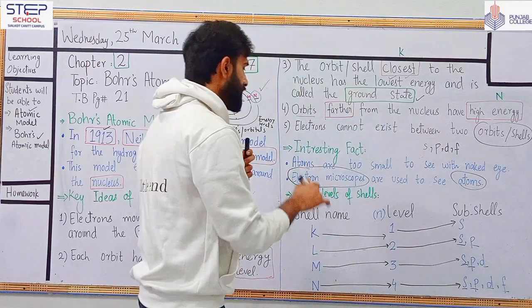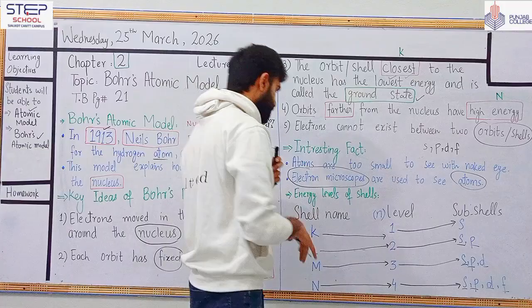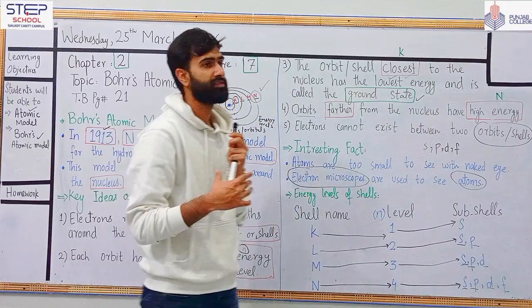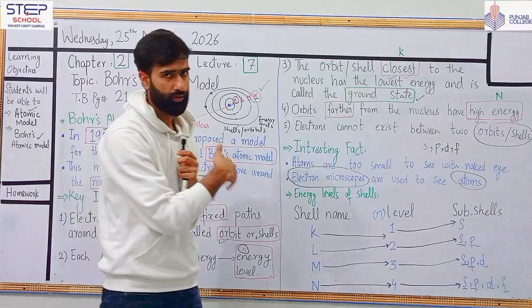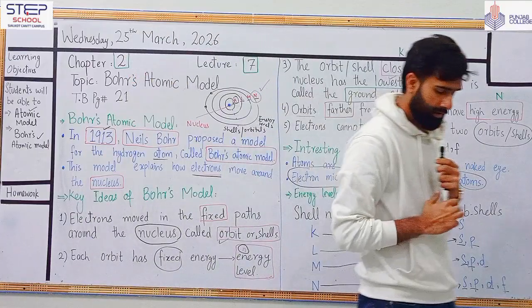All of them are contained inside the N shell because it is the farthest from the nucleus and it contains the highest energy among all four shells, right?